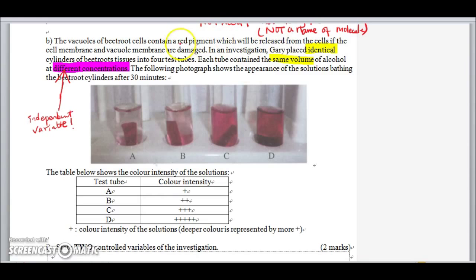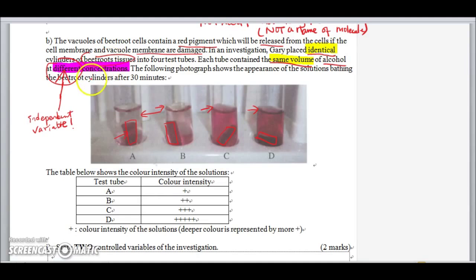It is given that pigment will be released from the cell if the membrane is damaged. So the student Gary places identical beetroot tissue. That is, they prepare some tissue of the same size in each test tube. Identical. And then each tube contains the same volume of alcohol. However, it is a different concentration. So therefore, everything is the same. The beetroot size is the same. The volume of them is the same.